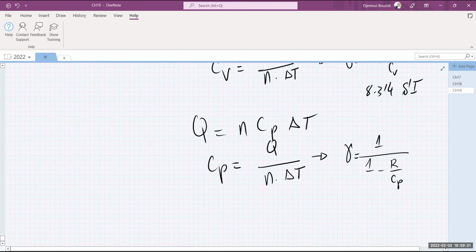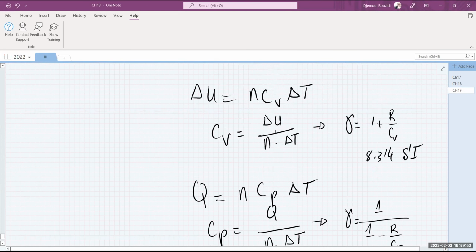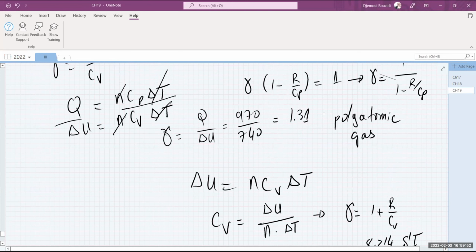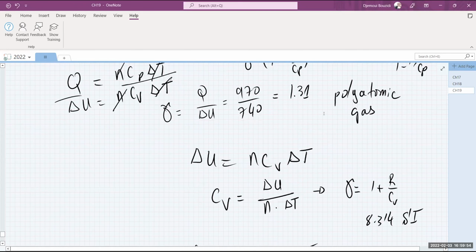Does this sound correct? Because Cp is usually greater than R by the amount Cv. So R over Cp is less than 1, and 1 minus something less than 1 is going to be a positive number. So we're good. We should be able to find gamma from here. Again, use the same value of R once you find Cp, and it should be around 1.3 if this calculation is correct.